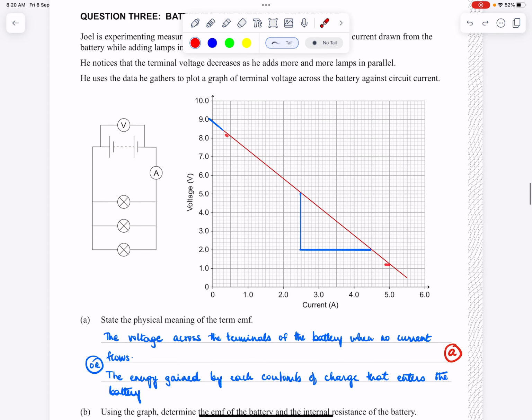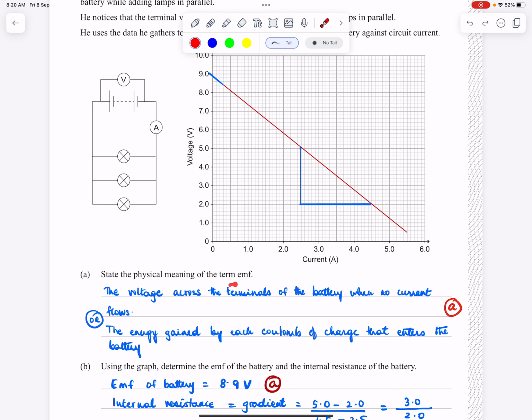So state the physical meaning of the term EMF. There are two possible answers. It's the voltage across the terminals of the battery when there's no current flowing, or it's also the energy gained by each coulomb of charge that enters the battery.